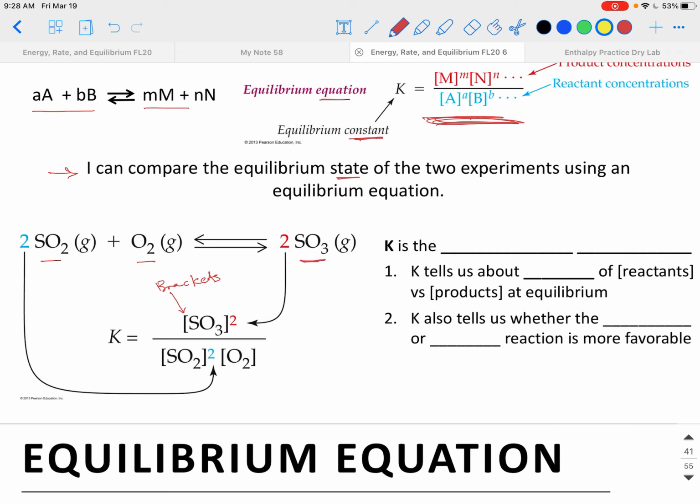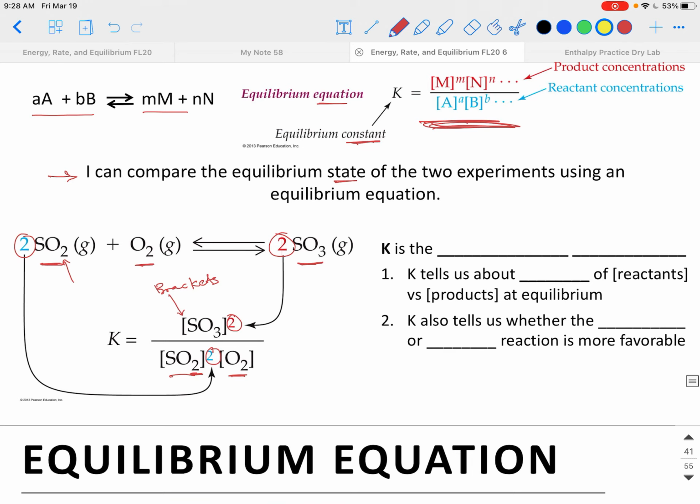So the concentration of SO3 goes on the top, and we got a coefficient of 2, so that's why we write this little 2 right here. We square it. And on the bottom, we plug in the concentration in brackets of SO2, and we have a 2 in front of SO2, so that's why we square it. This 2, the subscript 2, does not mean we square. That is included in my formula, okay? So we're not paying attention to subscripts here. We're just paying attention to coefficients. O2 has a coefficient of 1, so we don't put anything as the exponent in our equilibrium expression for O2.